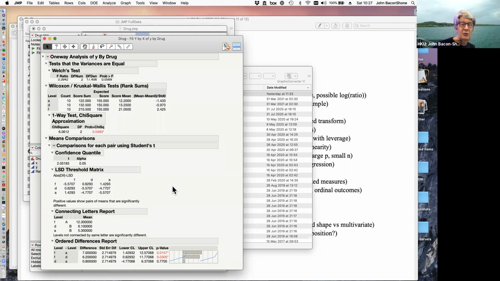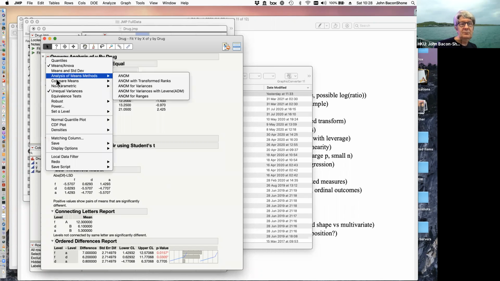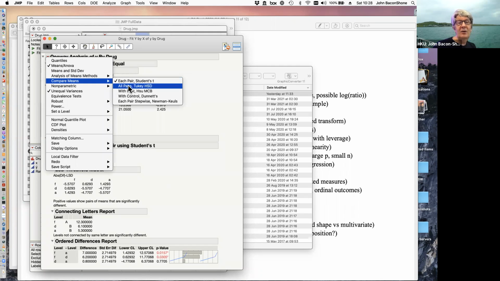Relative to a significance level of 5%, the more tests we do, the more likely we'll get something significant. Now, in this case, we only have 3 groups, but imagine that we had 100 groups. Even if there wasn't a difference between them, just by chance, we would expect to find 5 of those 100 differences significant if we're testing at 5%. So what we should be doing is using all pairs Tukey's HSD.